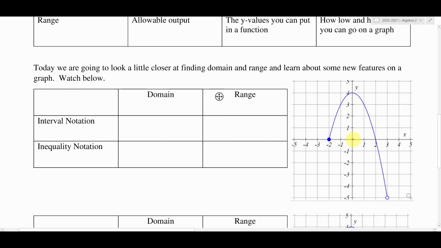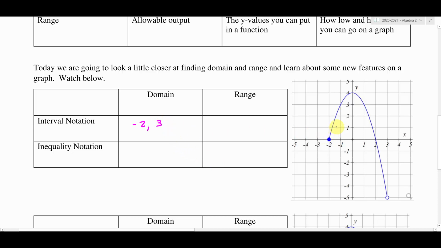So remember, domain is how far to the left and how far to the right you can go. If I'm looking at this parabola, the point furthest to the left is this point right here, and you'll notice that I'm at -2. So I'm going to write my left bound. There's my -2, and then the furthest to the right that I can go is actually at this point with the open dot. That's at 3. All right, so I'm going to go ahead and write down a 3.